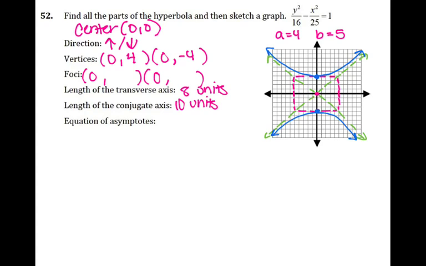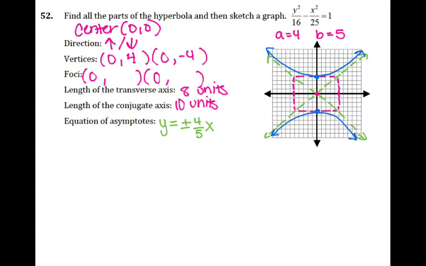And last but not least, I need my foci. Oh, I didn't even write the equation for the asymptote. So the equation for the asymptote is going to be y equals plus or minus, and I'm going to look at the rise over run, so I went up 4 over 5. So plus or minus 4/5 x.